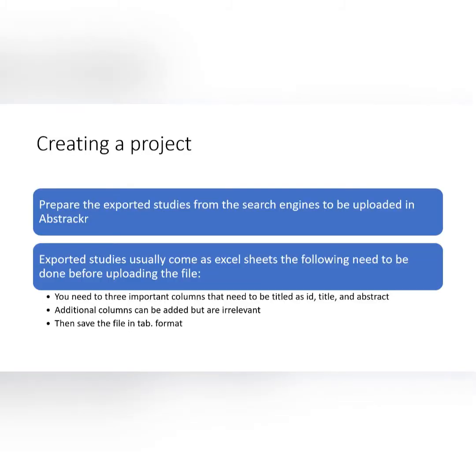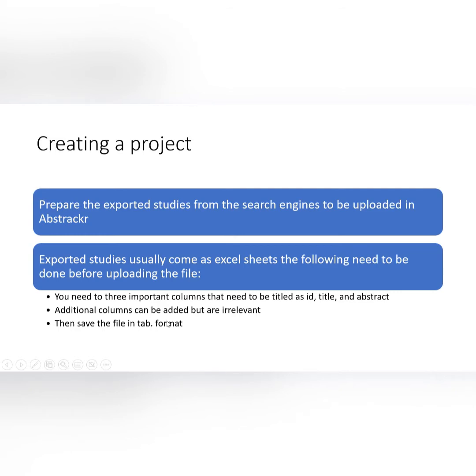First, you need to prepare the export study. So let's say you finished your search in Medline, Ovid, whatever, and you got an Excel file. Usually you export the studies that you searched. You need to prepare this Excel sheet and make it suitable for Abstrackr. The exported studies usually come in Excel sheet format, and you need to do the following before uploading the file. You need to have three columns mostly: the ID of the study, the title, and the abstract. Three pieces of information you need for each study. That's it. Additional columns can be added, but it's not necessary. It's irrelevant. And you have to save the file in tab-delimited text format.